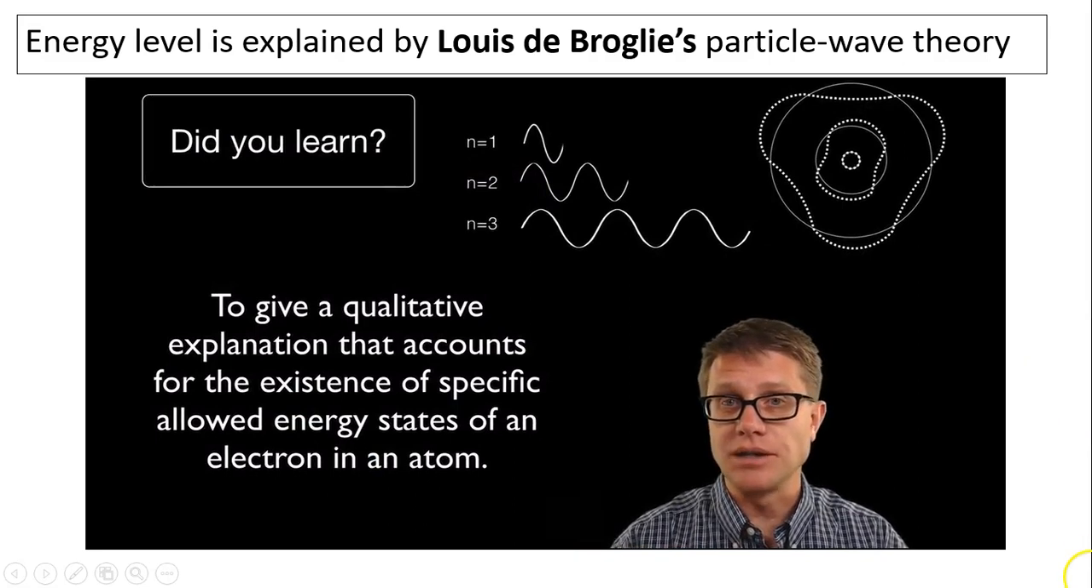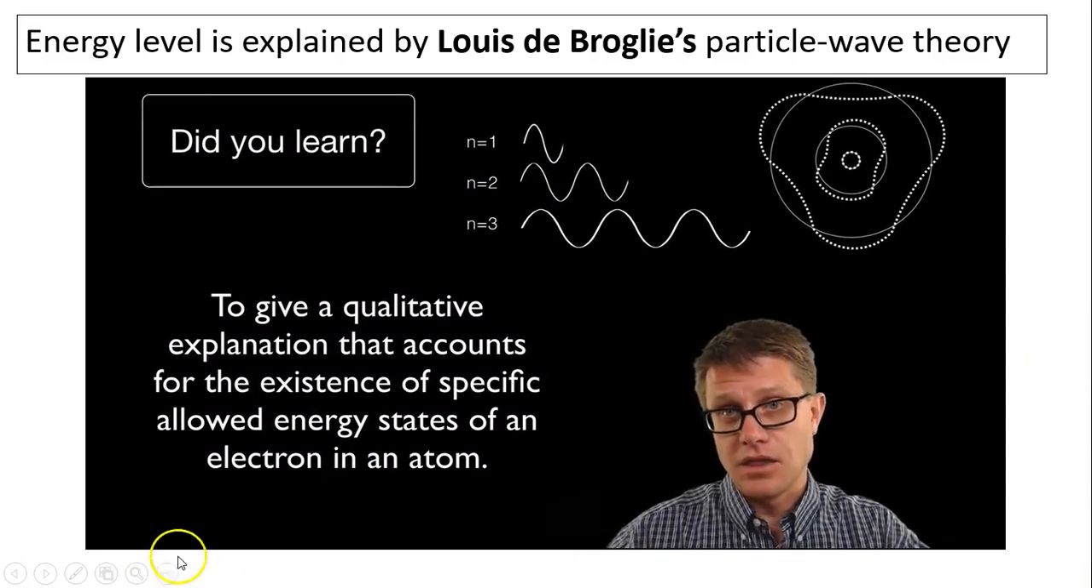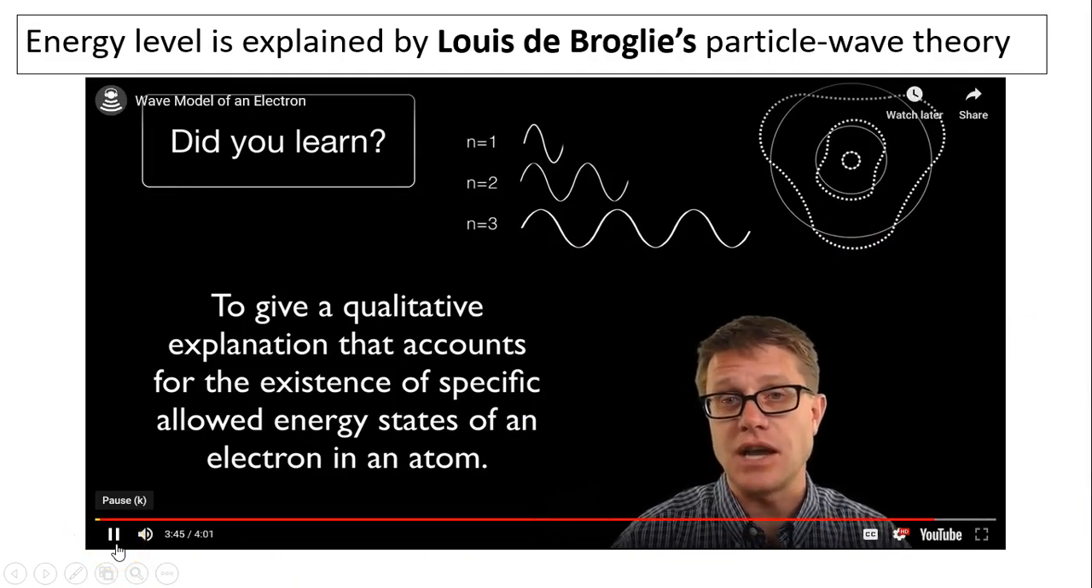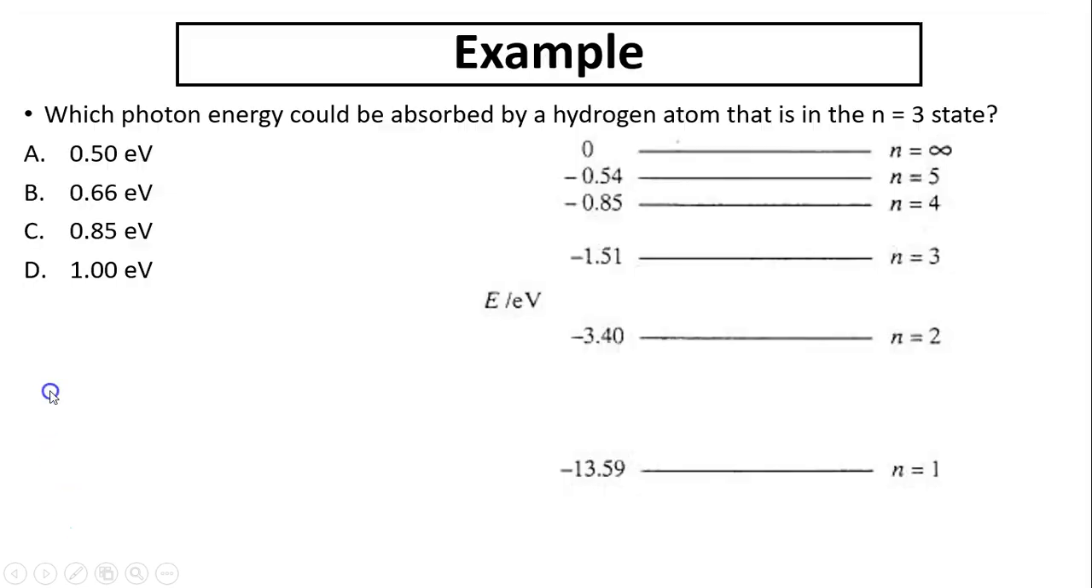And so did you learn to qualitatively link together the wave model for electrons and the different energy states in an atom? I hope so, and I hope that was helpful. Okay, so that is how de Broglie actually proved Bohr's model is valid. Okay, now let's do a couple of examples.